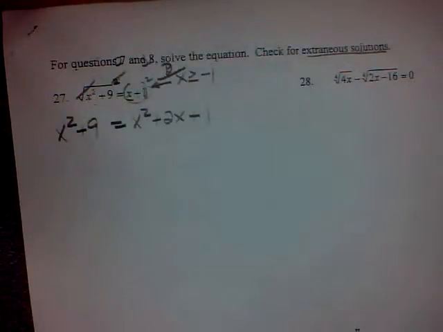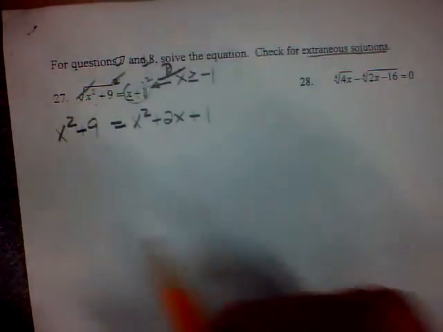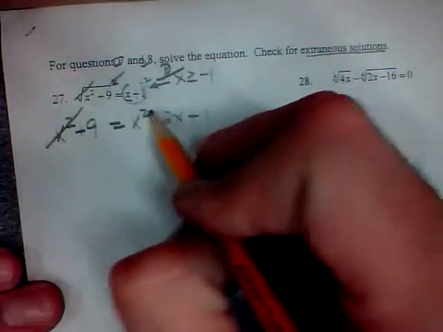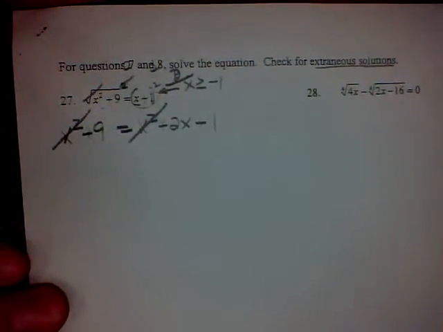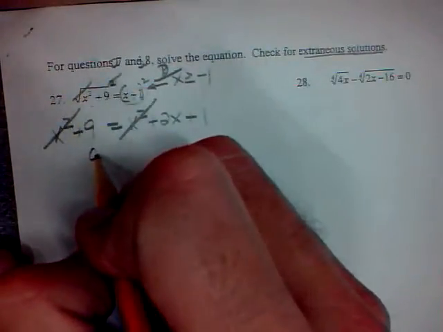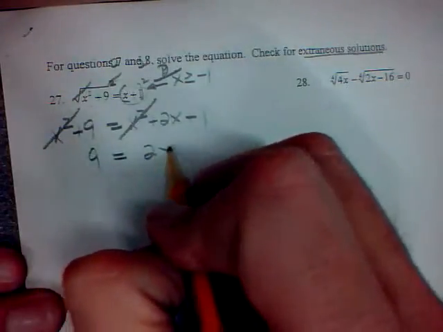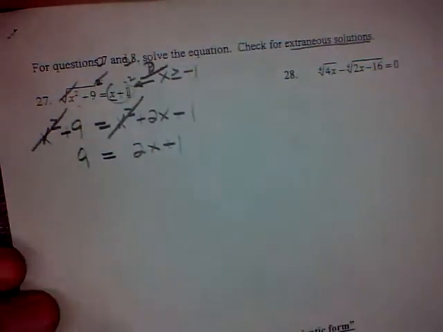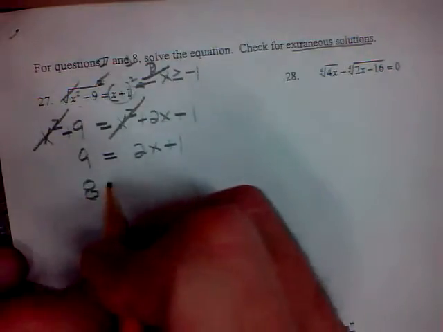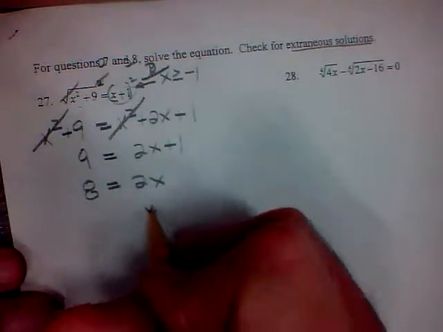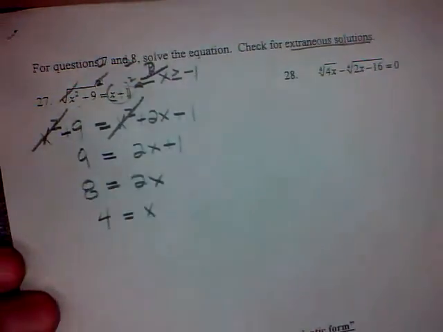And now here, this is where we really do the dance of joy, because we have an x squared on each side. So if you subtract, they cancel each other out. And now you're left with a very basic linear equation. So bring the 1 over, you get 8 equals x. So x is equal to 4.